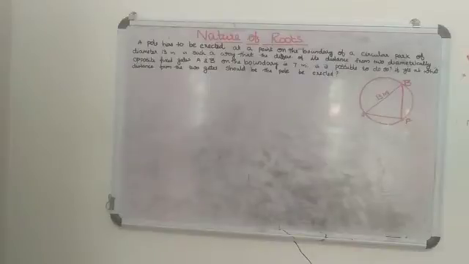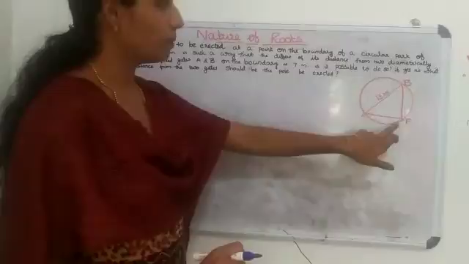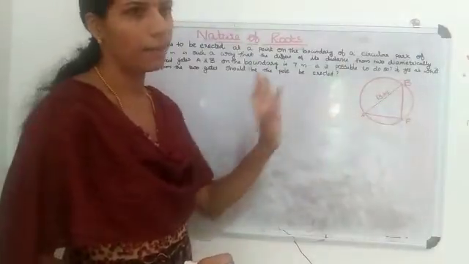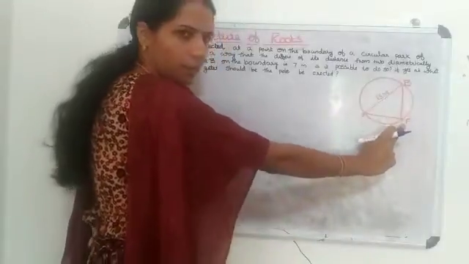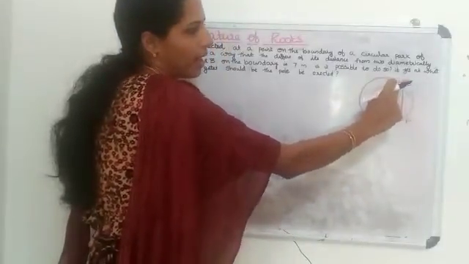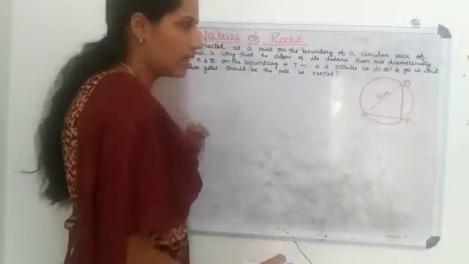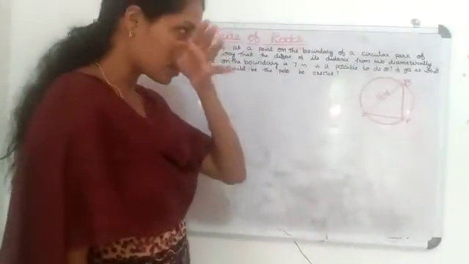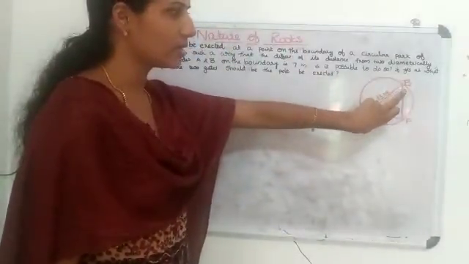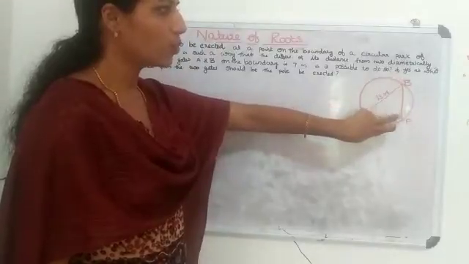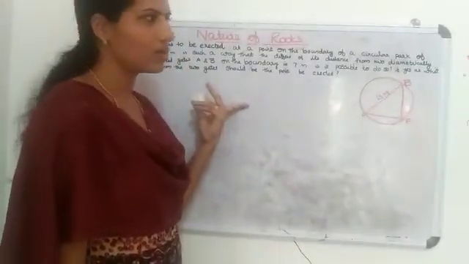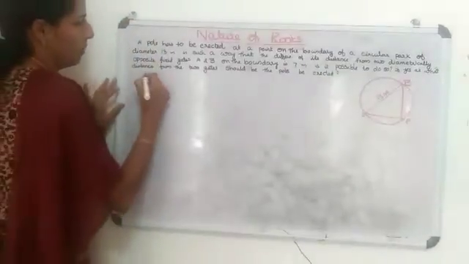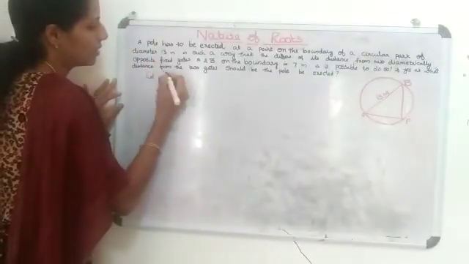We need to find out the distance between the gate and pole. See, this is the circular path and P is the pole erected, and A and B are the two gates fixed here. We need to find out the distance from B to P and A to P, if it is possible. That is our question.